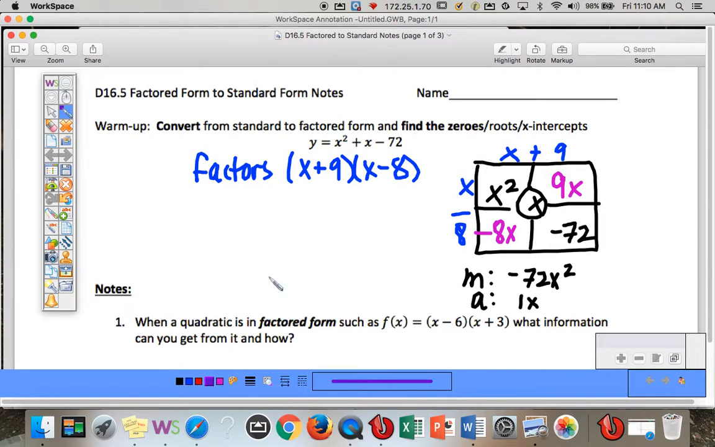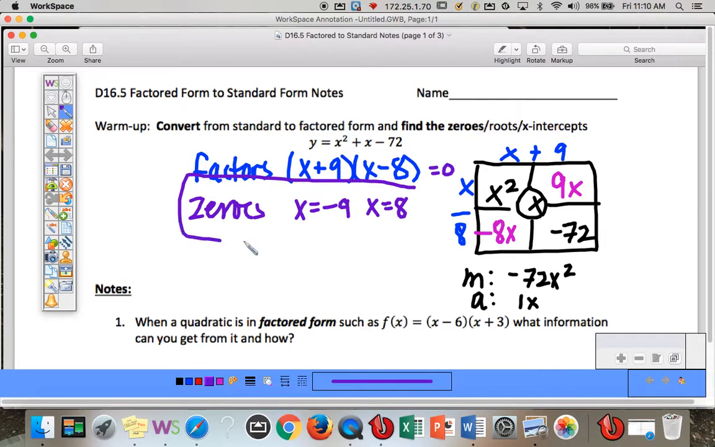But if I want the zeros, we want to know what makes this equal 0. That would be x equals negative 9 and x equals positive 8. So those are our zeros.